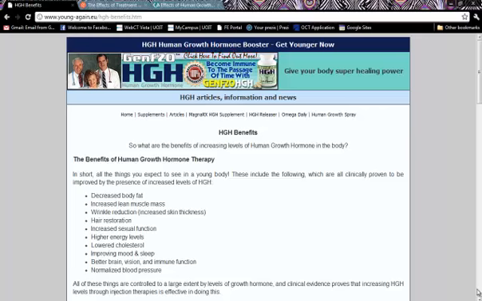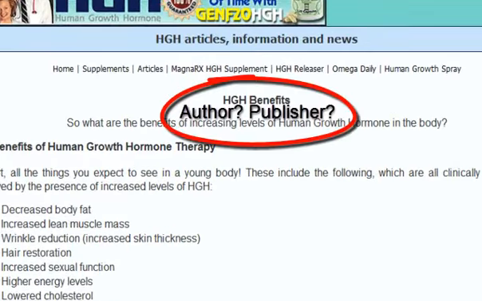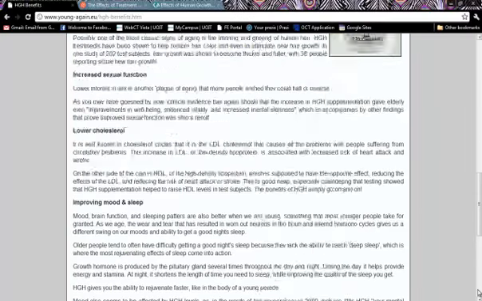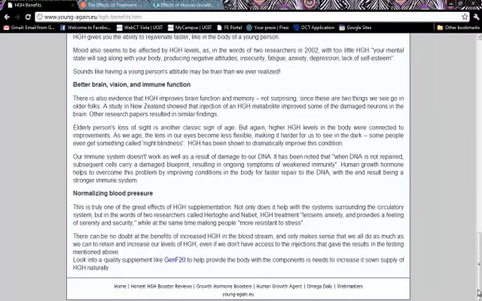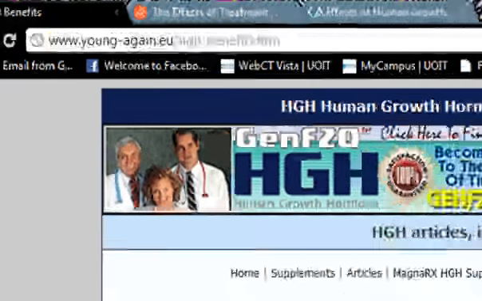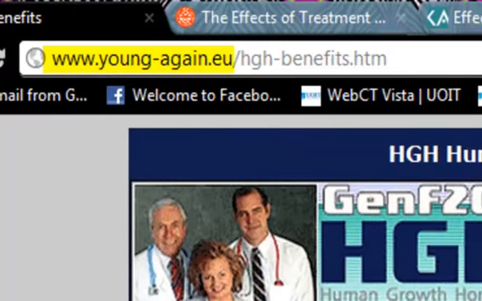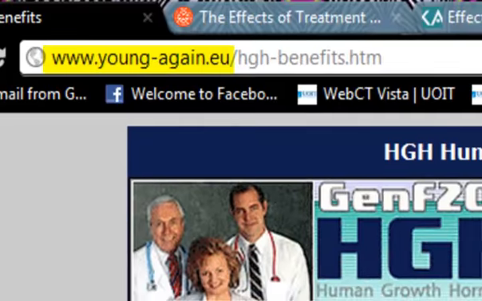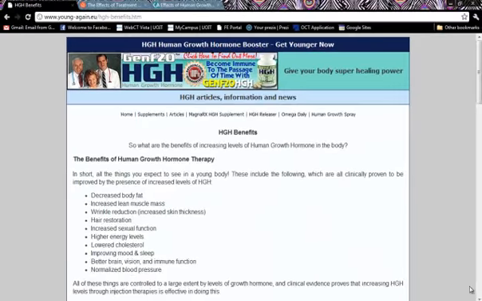Secondly, you may also want to look at the authority. So look at who the author is, who the publisher is, how reputable they are, what qualifications they have. And again, this article has a big lack in that. There's no author present, either at the top or at the bottom, other than referencing the website name, which is youngagain.eu. Young Again, perhaps that's a little biased. You may want to research more into what this youngagain.eu is.